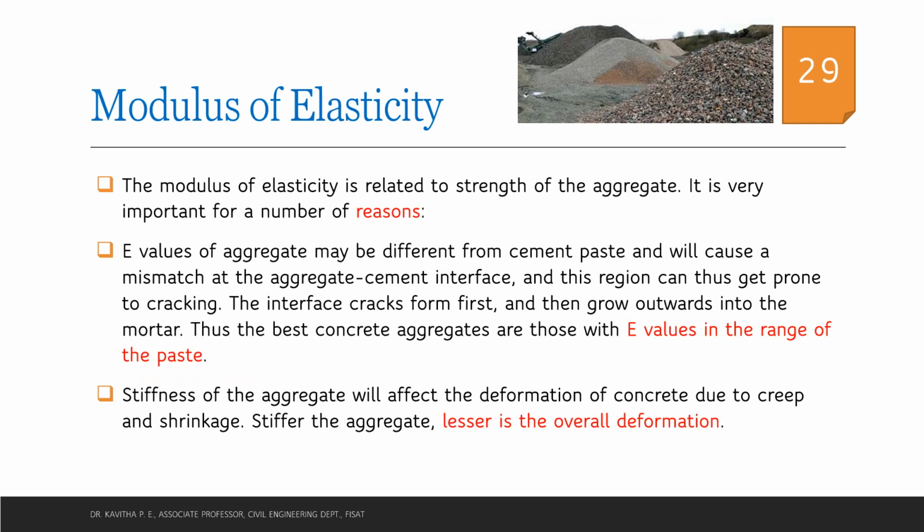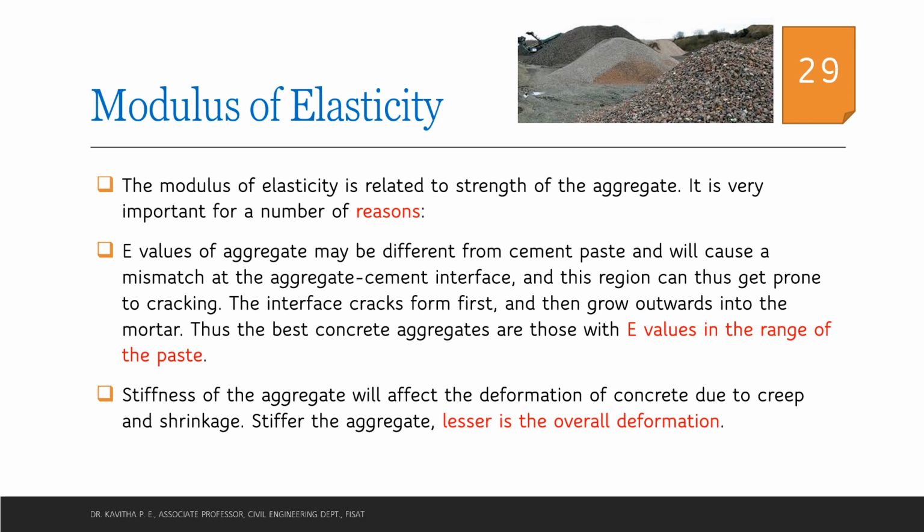The modulus of elasticity of an aggregate is a material property. When the modulus of elasticity or the Young's modulus value of aggregate is different from that of the cement paste, there is a possibility that an interfacial crack is formed at the junction of aggregate and the cement paste. It may further extend to the areas of mortar. Hence, it is always preferable to have aggregates which have Young's modulus similar to that of the cement paste.